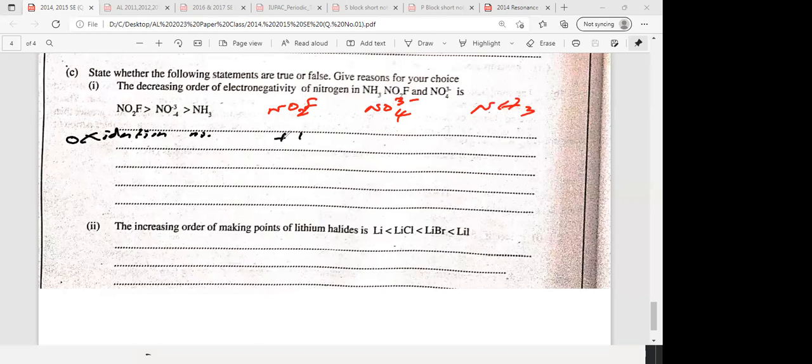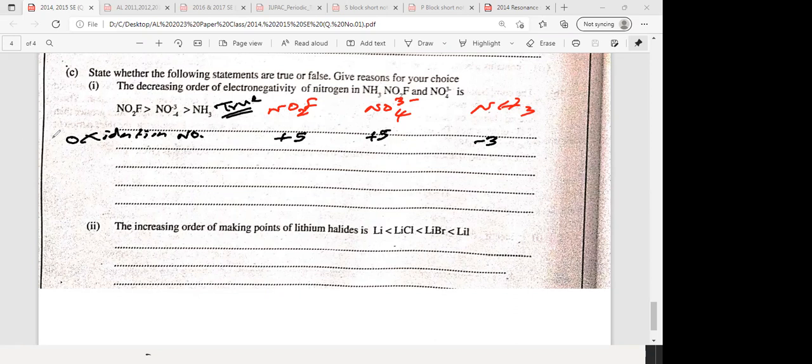You have to give this explanation. First you have to tell that the statement is true, and now we are writing the reason for this. This is also plus, this is +5, sorry about that. NO2F is +5, not +1. This is also +5. And the third one is -3. The oxidation number will be -3.